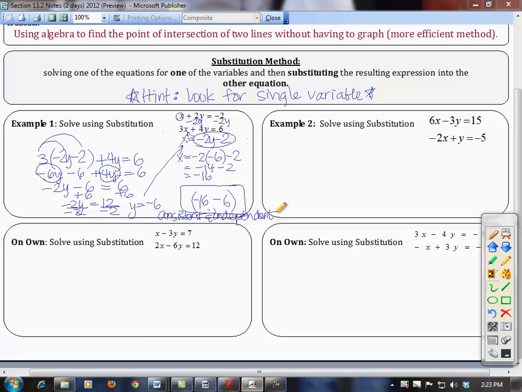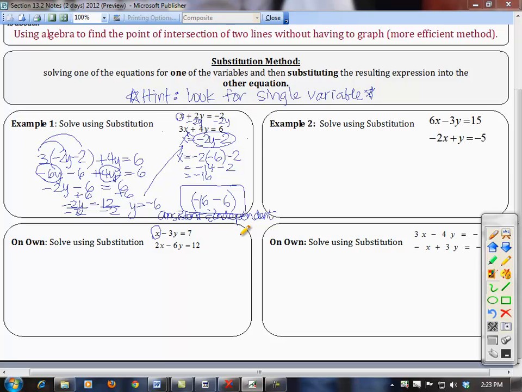Okay? Now if I were you, I'd pause the video real quick and try the one on your own right below it. Again, look for your single variable. I'll give you the hint, it's x again. Solve for x, and then go through exactly what we did above. If you pause it, I'm going to check these answers with you guys tomorrow, but you want to have them done to get your notes points.